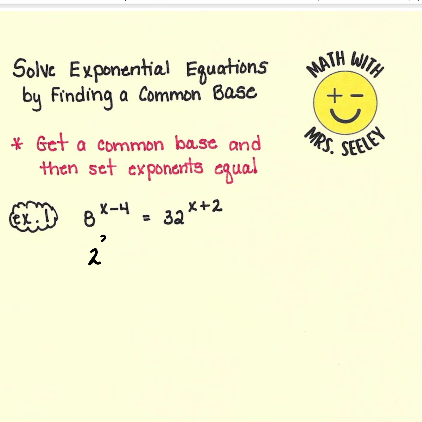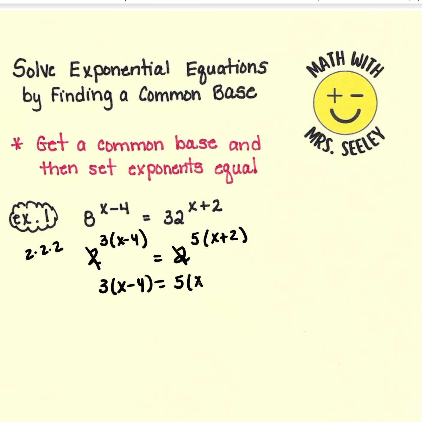So I will take 8 and write that as 2 to the third power, because 2 times 2 times 2, or 3 of those 2's, equals 8. Over here, 32 is 2 to the fifth power, and bring down your x plus 2. Now that I have the same base, I'm going to drop those, and I'm going to set the exponents equal, which gives me an equation to solve.